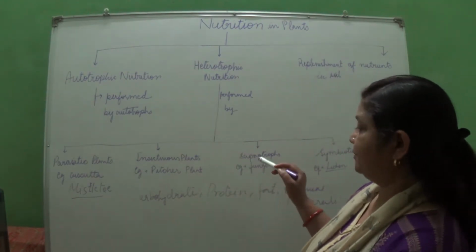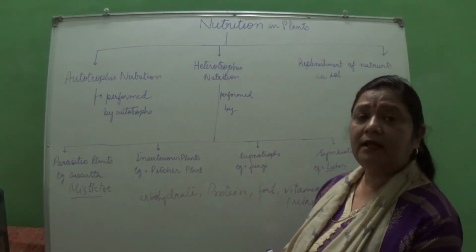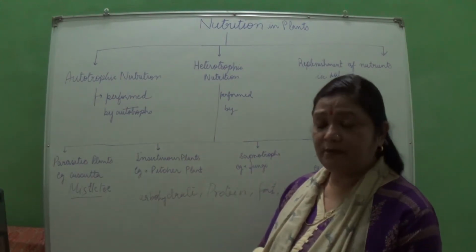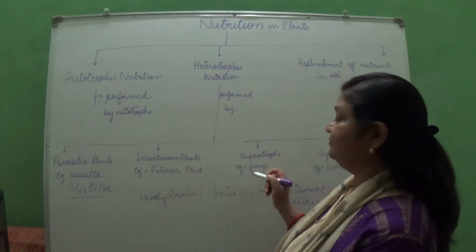Okay, now saprotrophs. Saprotrophs are non-green in color. They feed on dead and decaying matter, because they can't prepare their own food. An example of saprotrophs is fungi.